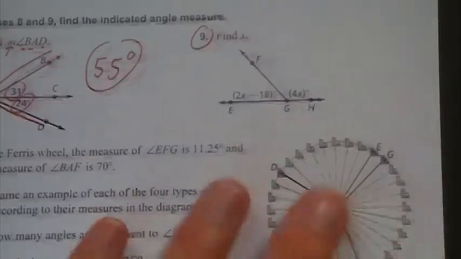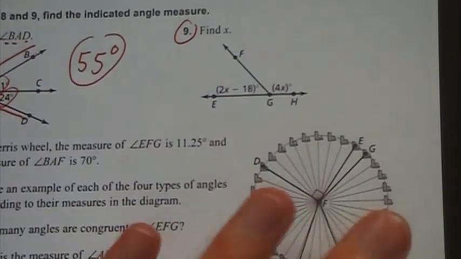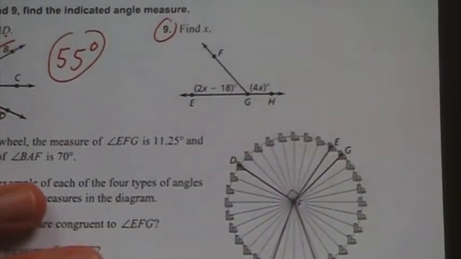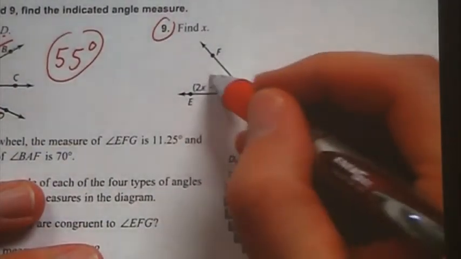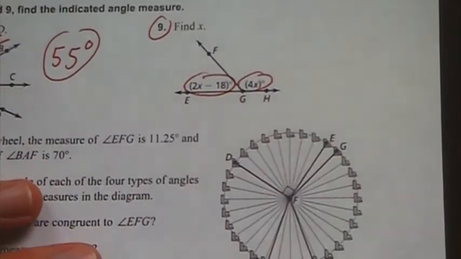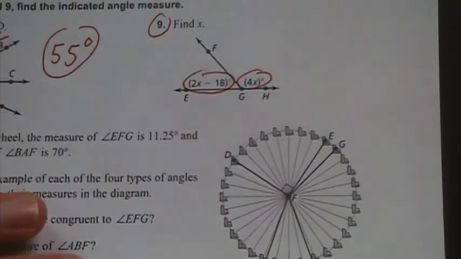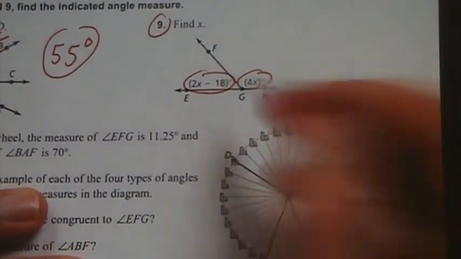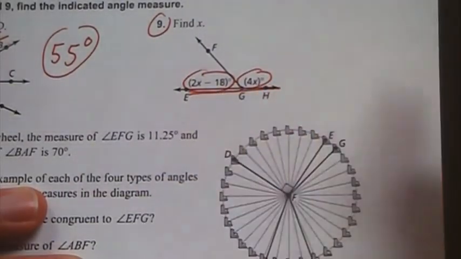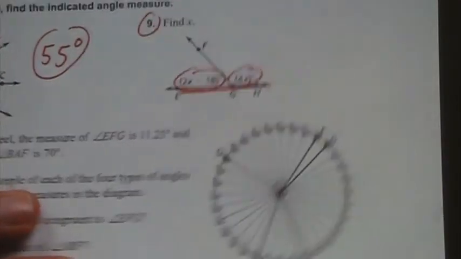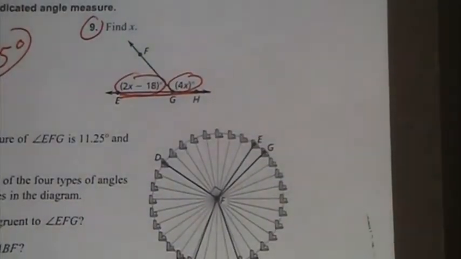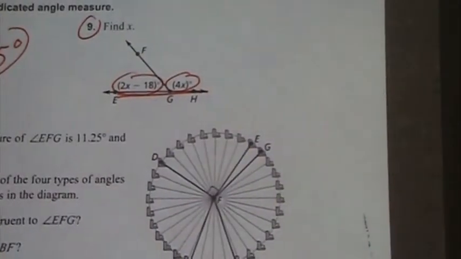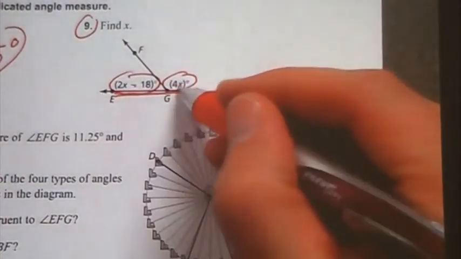Number 9, find x. You'll notice that these guys are right next to each other. What else do we see here? These guys make a straight line. How many degrees is a straight line? If you said 180, you're correct. So this plus this equals 180.